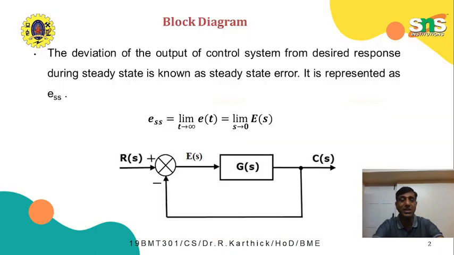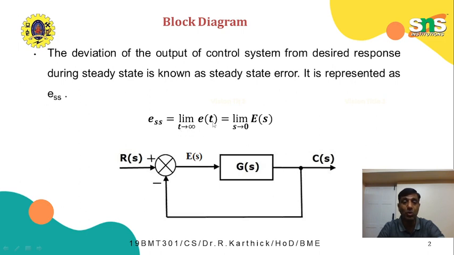So what is the steady state error? The deviation of the output of the control system from the desired response during the steady state operation is known as the steady state error. It is represented as ESS. When the response moves away from the desired response, then during the steady state operation, that error is called the steady state error, and mathematically ESS is equal to limit t tends to infinity E of t.